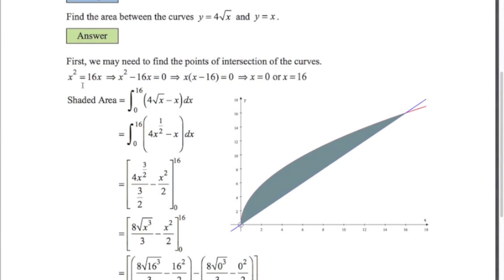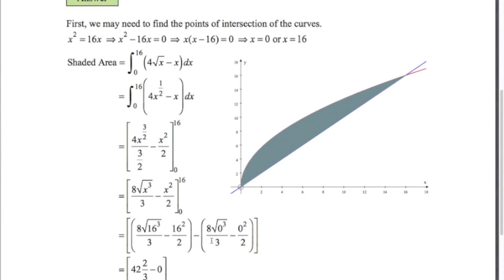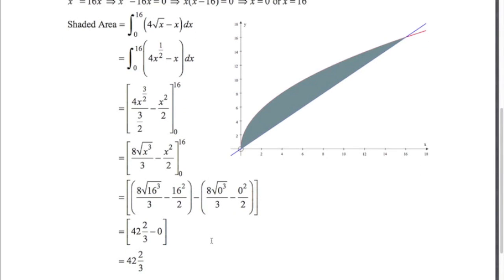By squaring both sides we get this, and that gives us 0 or 16. So I know that 0 and 16 are the points of intersection, so we're going to need those. So go through the integration process, add 1 to the power, divide by the new number for both of these, tidy them up, substitute 16 in, substitute 0 in, and that gives me 42 and 2/3.